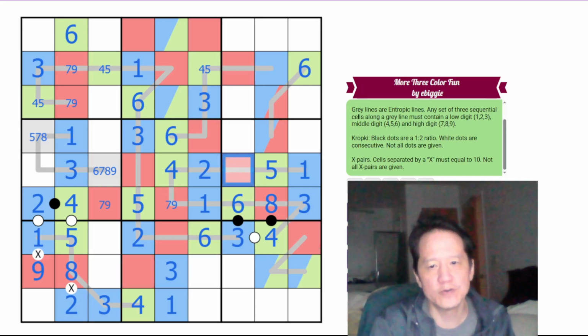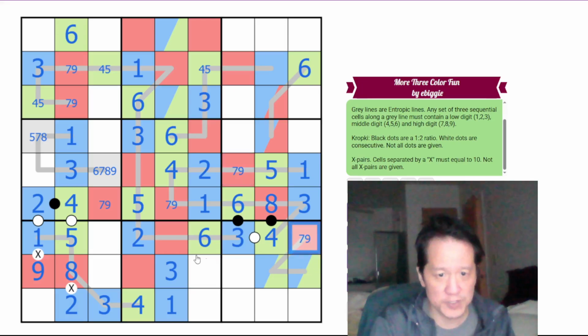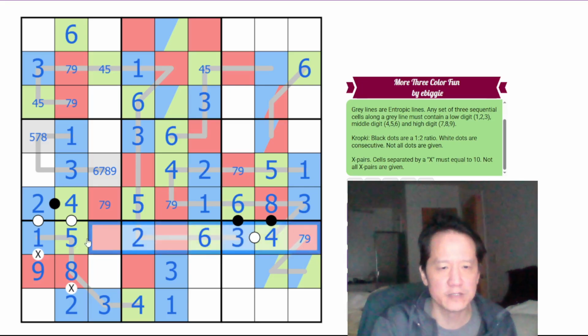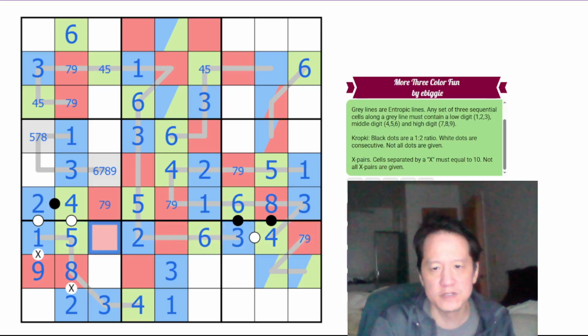This is 7 or 9 here. We have 7 or 9. This is high, because that's the only digit remaining. So this has to be a 7. So this is 7, which makes this 9, which makes that 7. This 7 also makes that a 9.